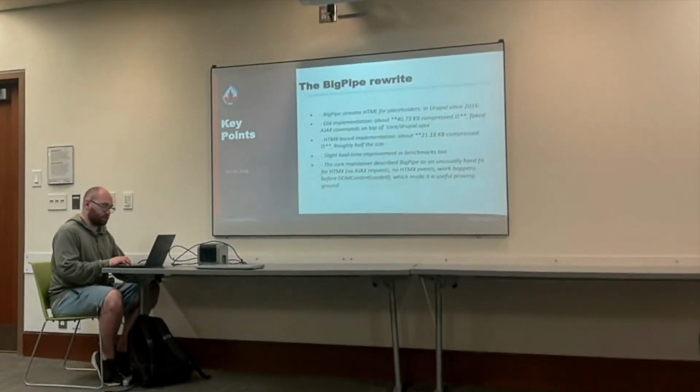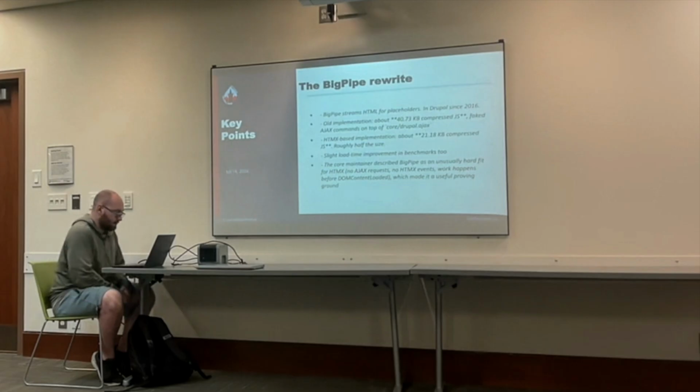BigPipe has streamed HTML for placeholders in Drupal since 2016. The old implementation was about 40 kilobytes of compressed JavaScript, with Ajax commands on top of Drupal.ajax. The HTMX-based implementation is about 21 kilobytes of compressed JavaScript, roughly half the size. So it's a slight load time improvement from the benchmarks. The core maintainer described BigPipe as an unusually hard fit for HTMX. No Ajax requests, no HTMX events. The work happens before DOMContentLoaded, which made it a useful proving ground.